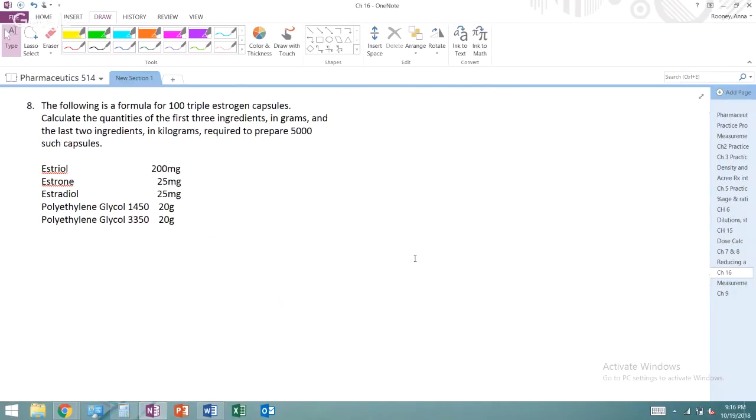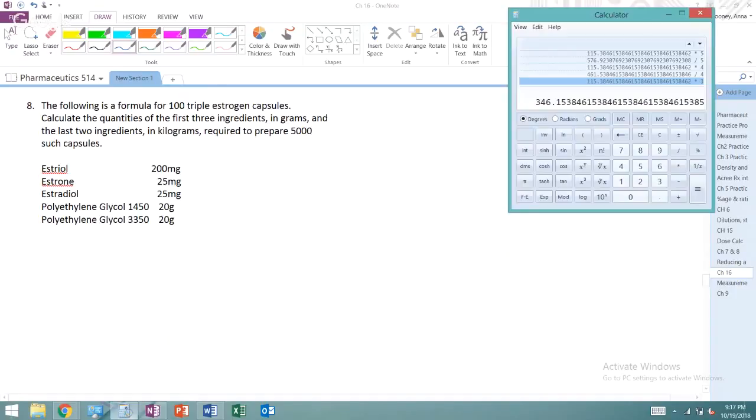The following is a formula for 100 triple estrogen capsules. Calculate the quantities for the first 3 ingredients in grams and the last 2 ingredients in kilograms required to prepare 5,000 such capsules. So, interesting point in history as well that we didn't talk about in class is that contraceptives used to be handmade because they were used for controlling, I think it was considered controlling libido or something like that. But it was to make contraceptives, essentially. Doctors kind of knew what they were doing.